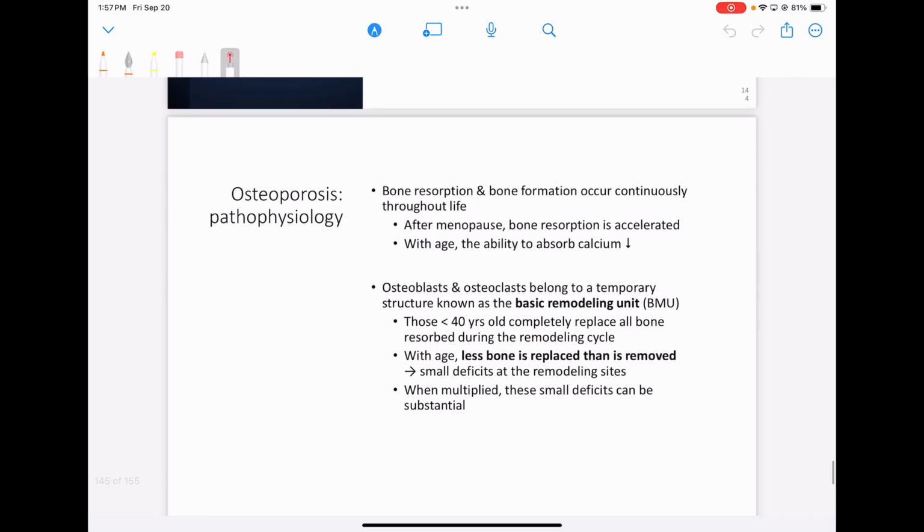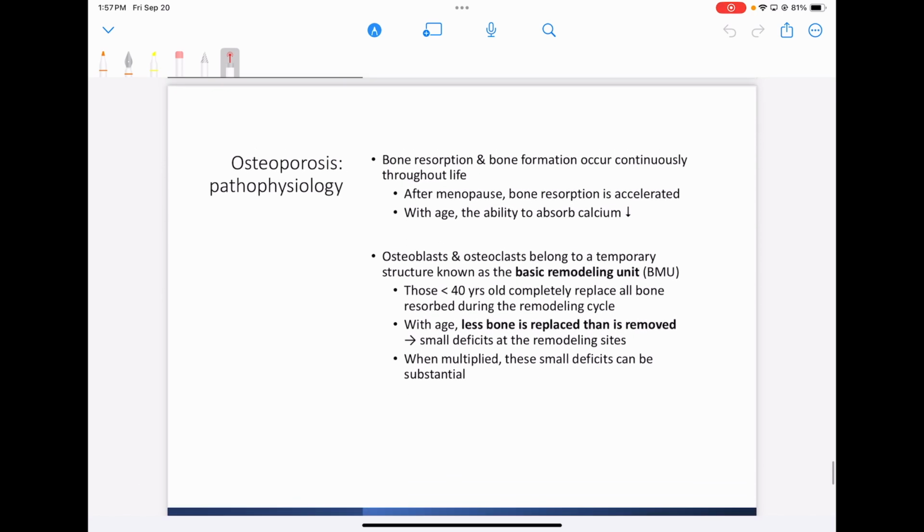So what's going on with osteoporosis? We know we have bone formation and we have bone resorption. As long as both sides are equal, your bone mass stays constant. But if the osteoblast activity reduces or the osteoclast activity increases, you're going to lose bone density. And that's what's going on.